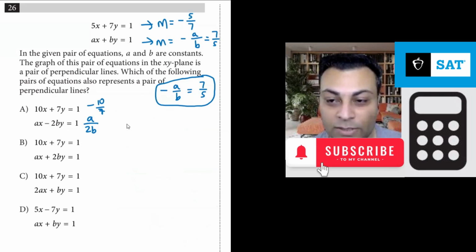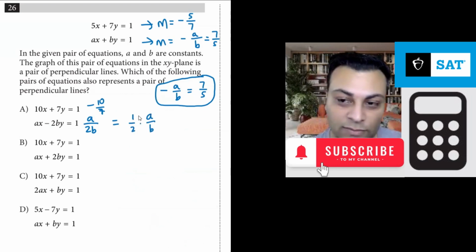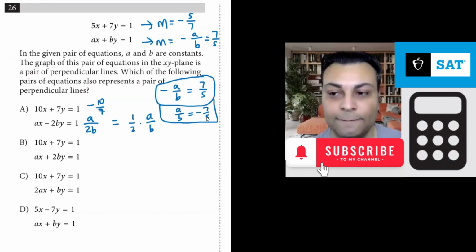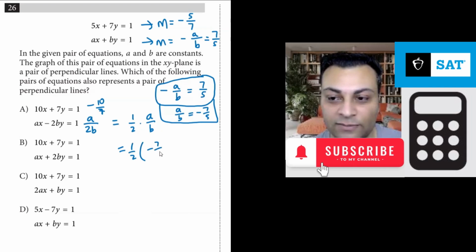Well, that's the same thing as 1/2 times a over b. If you multiply the tops, you get a and you get 2b on the bottom, so this is the same as this. Now, a over b, I didn't write down what a over b is, but from here you can see the other version, which is the fact that a over b is negative 7/5. You just multiply both sides by -1.